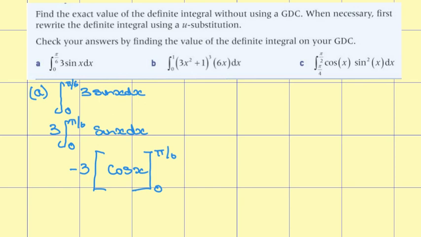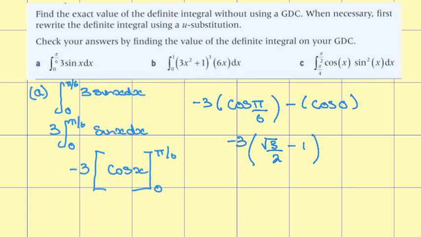Now put the two values into your equation, giving us minus 3 times (cos pi over 6 minus cos 0). Cos pi over 6 is equal to root 3 over 2. Cos 0 is equal to 1. So we get minus 3 times (root 3 over 2 minus 1), which is equal to (6 minus 3 root 3) over 2. In this case, we did not need to use U substitution.